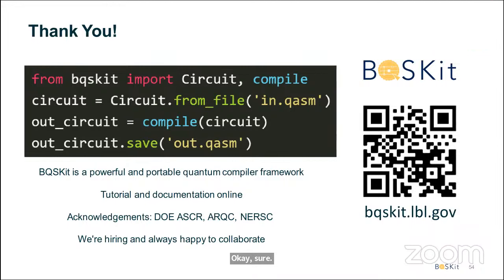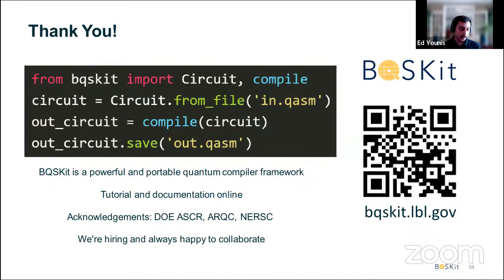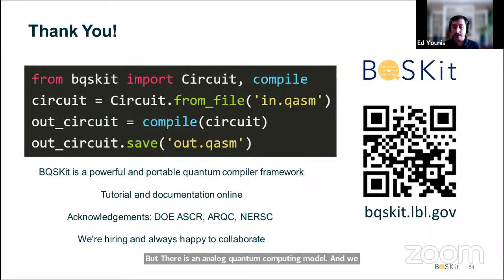Okay, good. There is a question from YouTube. I think quantum computers are analog machines compared to digital machines. Is the difference of major impact between classical and quantum computers? A lot of what I talked about, and I think everything I talked about today, was with regard to digital quantum computers, in the sense that they're gate-based. They're executing discrete gates. But there is an analog quantum computing model, and we are actively interested in exploring it further and how we can take our tools to improve it.